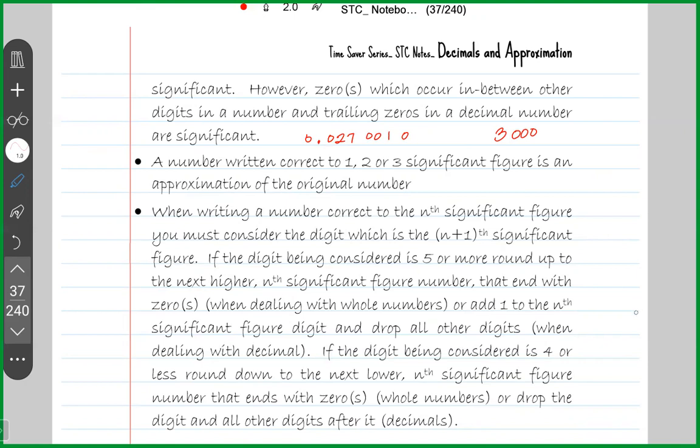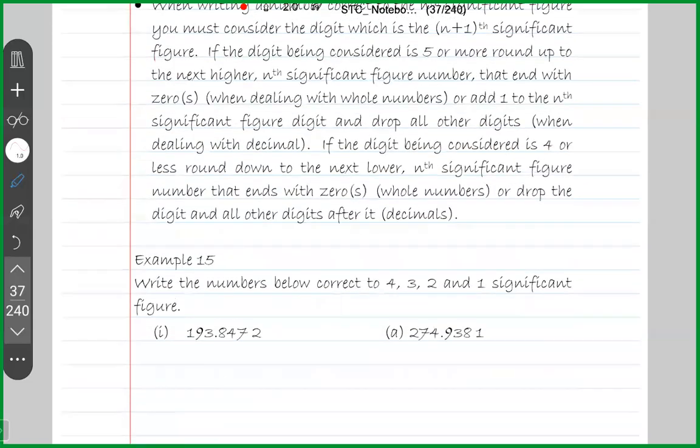Now this says a number written correct to 1, 2, or 3 significant figures is an approximation of the original number. Basically what that is saying is that when you round a number to 1, 2, or 3 significant figures, the final answer must be close in value to the original number. All right, so let's just go straight into an example.